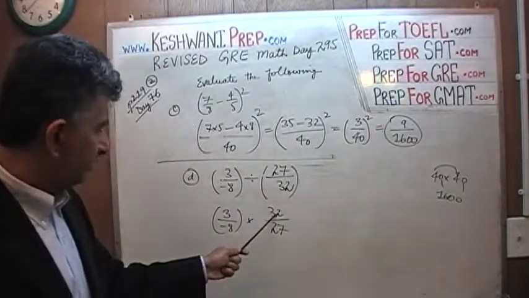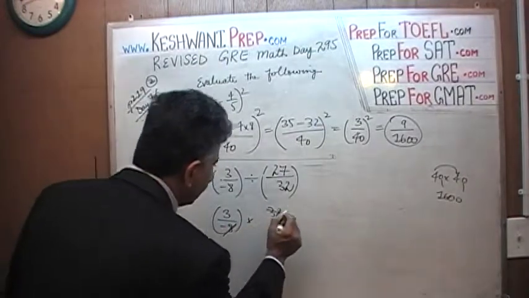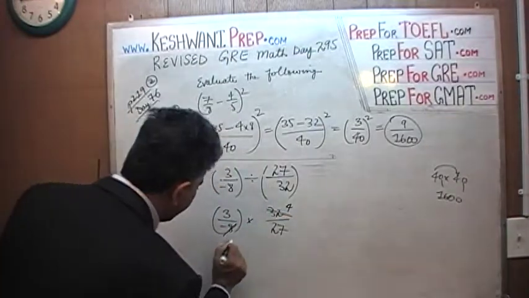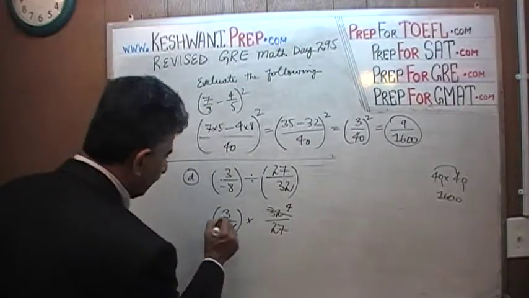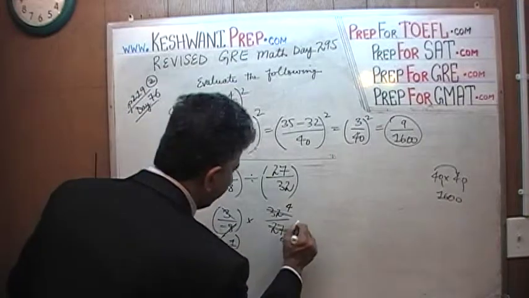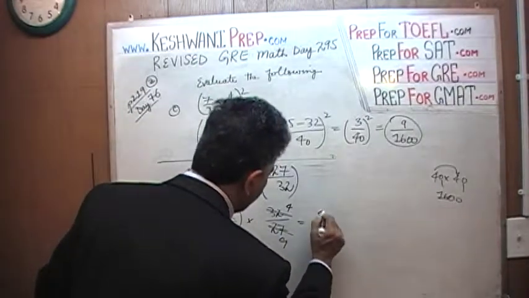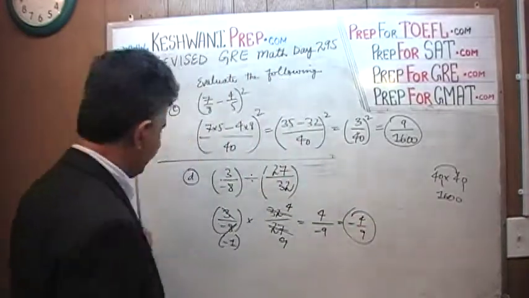So now we get a 32 on the top, we have an 8 at the bottom, divide top and bottom by 4, and this becomes 8, and this becomes negative 1. Don't forget this has got a negative sign here, so it becomes negative 1. Divide top and bottom by 3, it becomes 9. So negative 1 times 9 is negative 9 over 4, or negative 2 1/4. And that was part D.